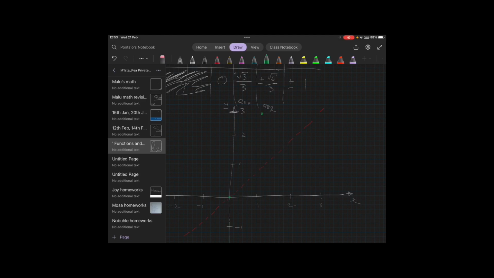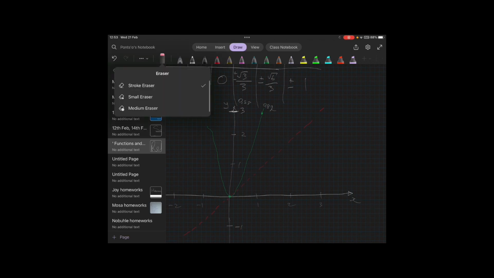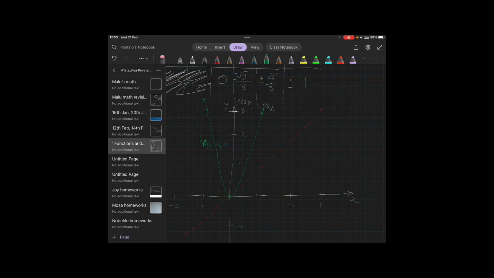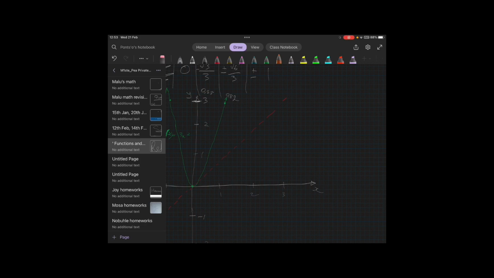So at x equals 1, we've got 3. And at x equals negative 1, we've also got 3. So we can safely say our curve does something like this. Turns there. Right? And this is h of x equals 3x squared. Right. And then orange.